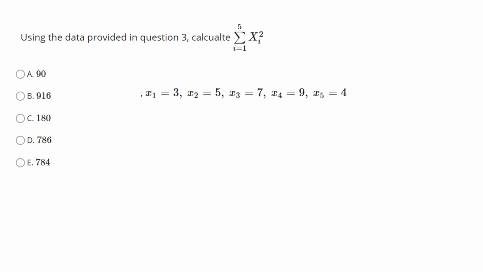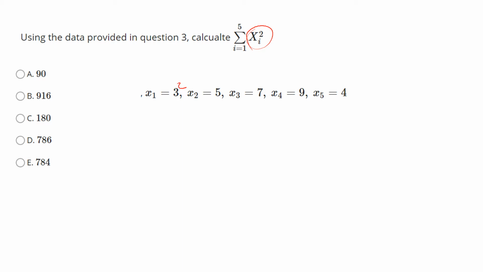The first question is a summation question. The question reads, using the data provided in question 3, calculate the sum of xi squared, where i goes from 1 to 5. So the data are given over here. Those are the data from question 3, and you're asked to find the summation of that. Okay, let's do that. The key thing to note here is that xi is squared. So the first step in this process is to square each xi.